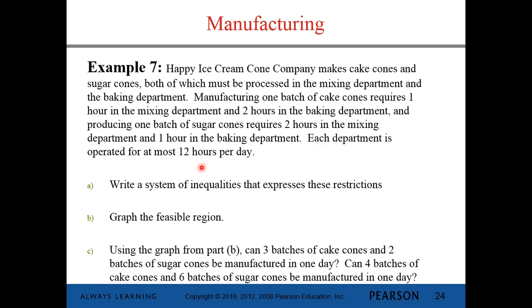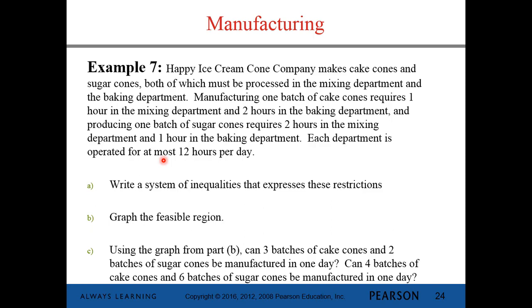Part A says write a system of inequalities that expresses these restrictions. The restrictions are that one batch of cake cones takes 1 hour in the mixing department and 2 hours in baking. To make one batch of sugar cones, it's 2 hours in mixing and 1 hour in baking. And then of course each department is only going to be open for 12 hours.